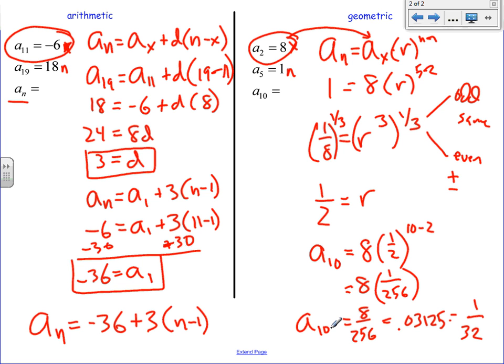Okay. So notice in this one, I didn't have to figure out the first term. I just used any term I was given and made it the x term. And I take 8 and I multiply it a total of 8 times, or 1/2 to the 8th power, and I end up at the 10th term. So that's a good way to look at that. Okay.